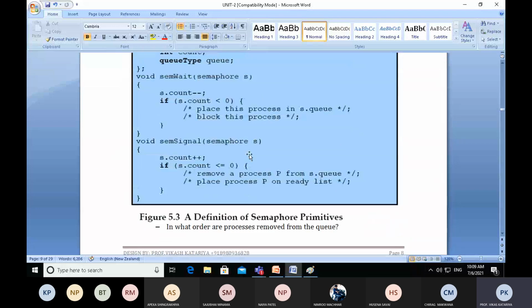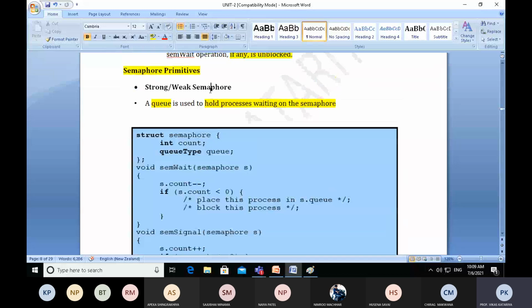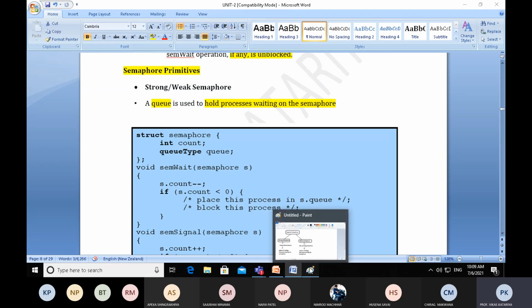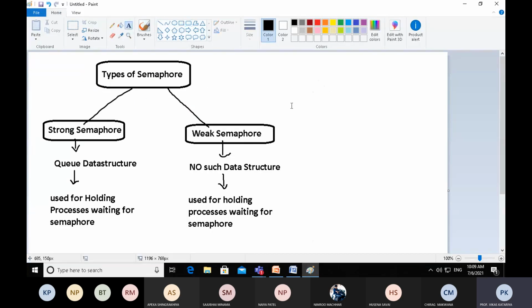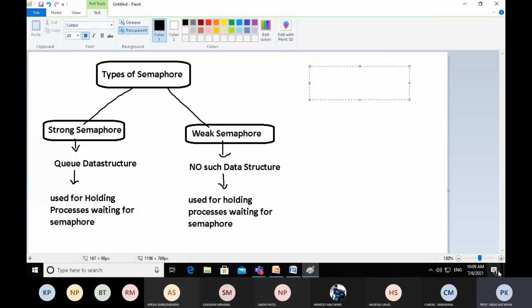So this is all about semaphore. We have discussed a lot about semaphore, and it is a very important topic. You should understand very clearly the definition of semaphore, the types of semaphore, and the procedures called by semaphore variables. There are three basic questions you should understand and you have to prepare. I will write here.